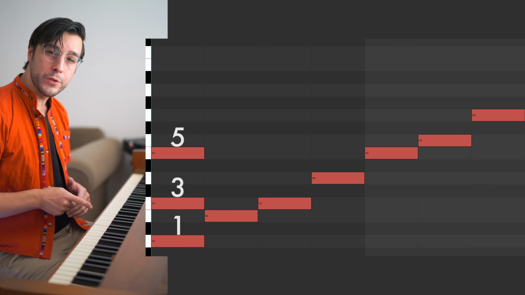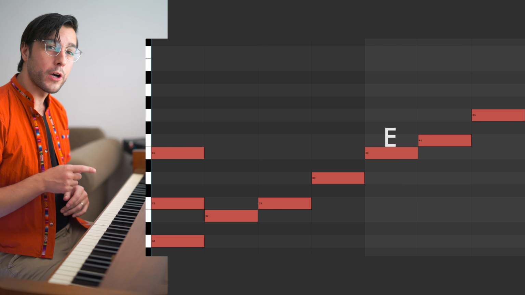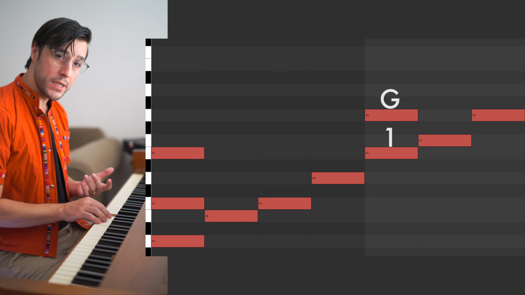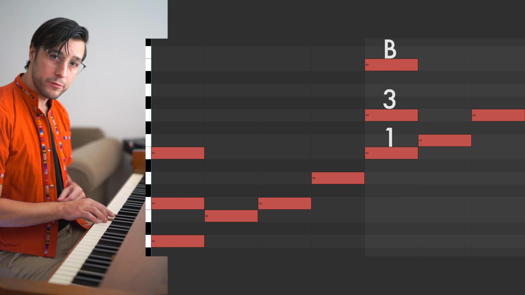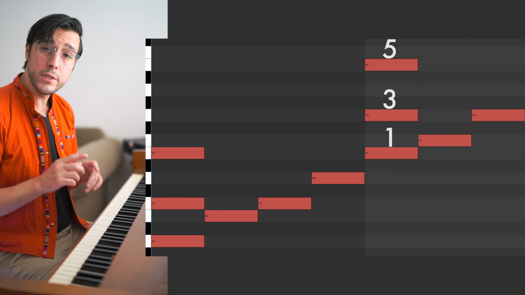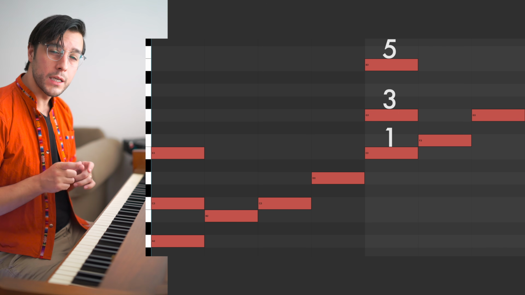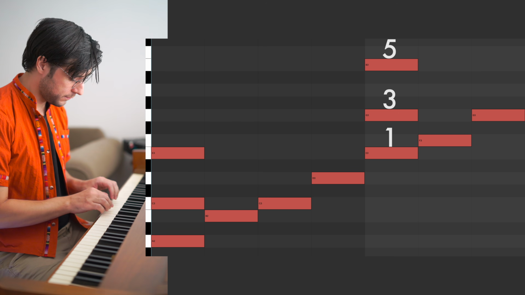But if we wanted to build the triad on the 5 of the scale, E, we would regard E as 1, making G 3 and B 5. This allows us to have a single concept of how a chord is constructed and gives us the ability to slide that construction around the scale.